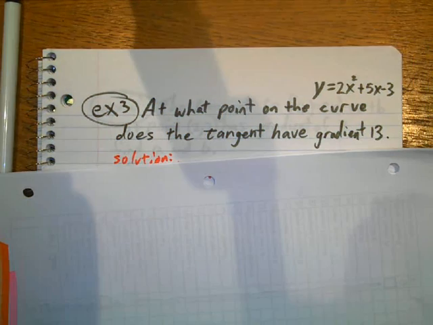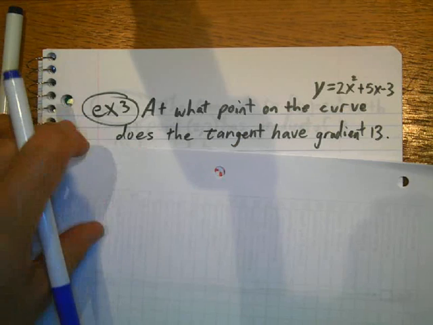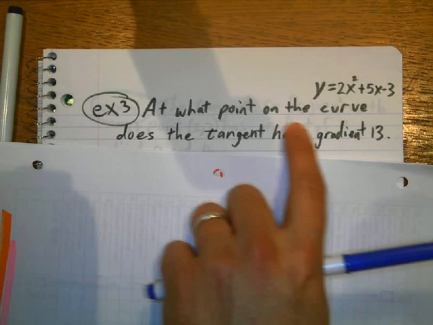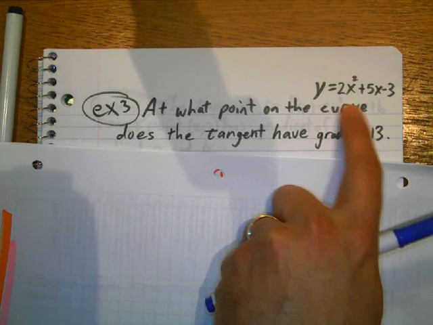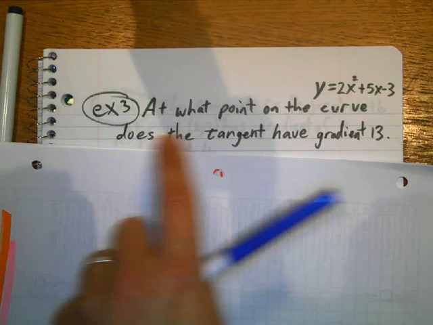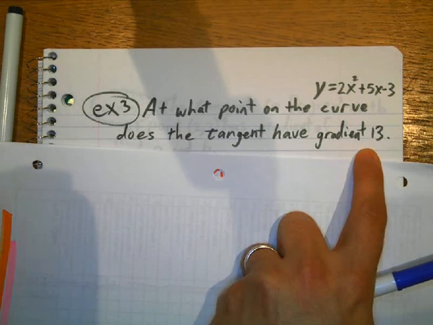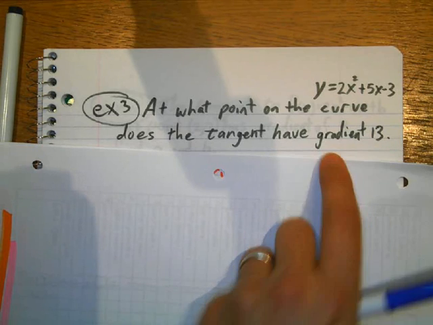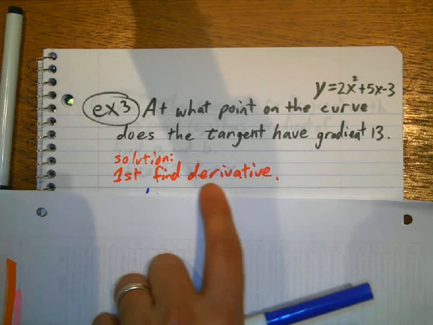Okay, so at what point on the curve of this function, y equals 2x squared plus 5x minus 3, does the tangent have a slope of 13? Okay, so the first thing I'm going to do is find the derivative.